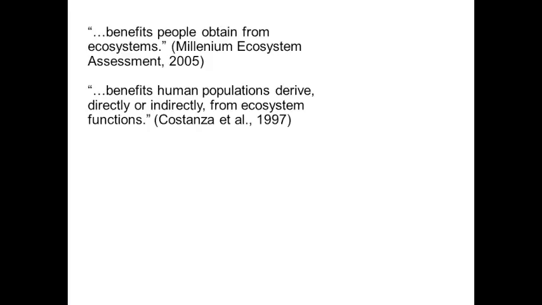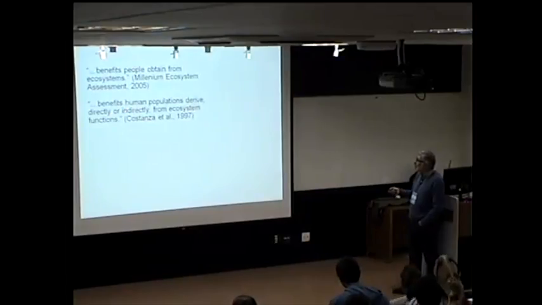Ecosystem services are the benefits people obtain from ecosystems. This is from one of the most influential books on ecosystem services, the Millennium Ecosystem Assessment, ten or more years ago, that put together the ideas of many scientists working on this issue and provided a very good summary of what we knew at that time on ecosystem services. And this other is from a very famous paper, and I'm an author of this paper, and I'm not convinced with the definition that we used at that time, so I changed it. I think that it's good to change. Again: benefits that human populations derive directly or indirectly from ecosystem functions.